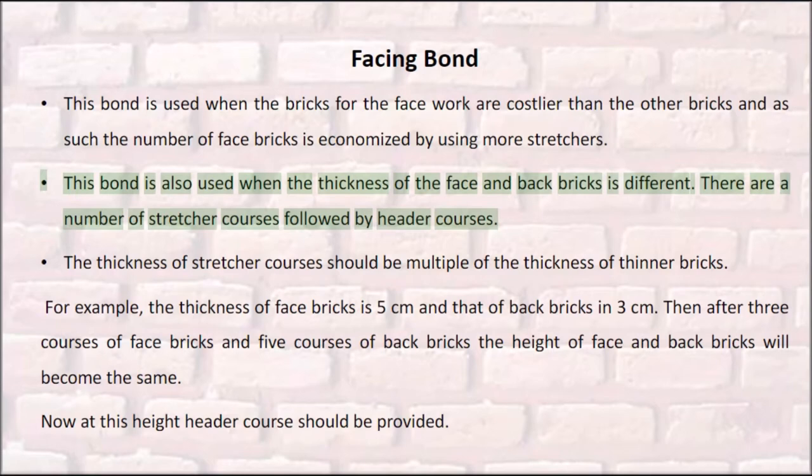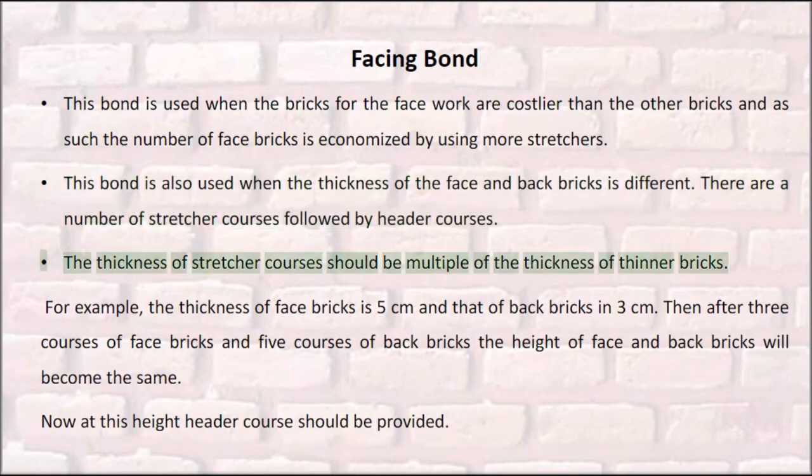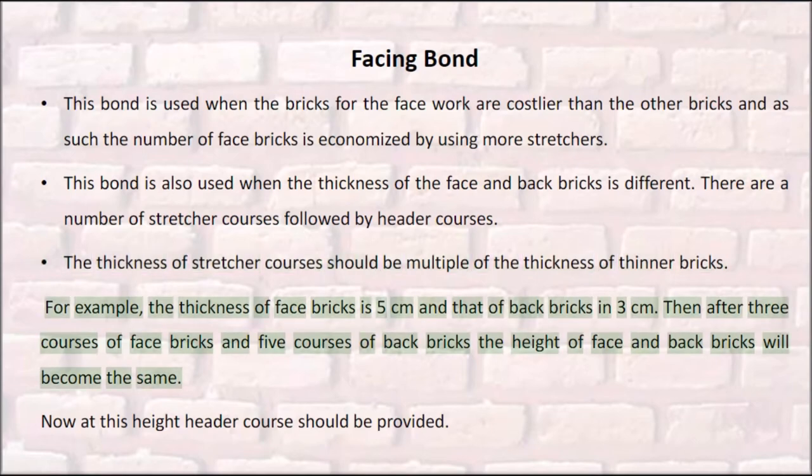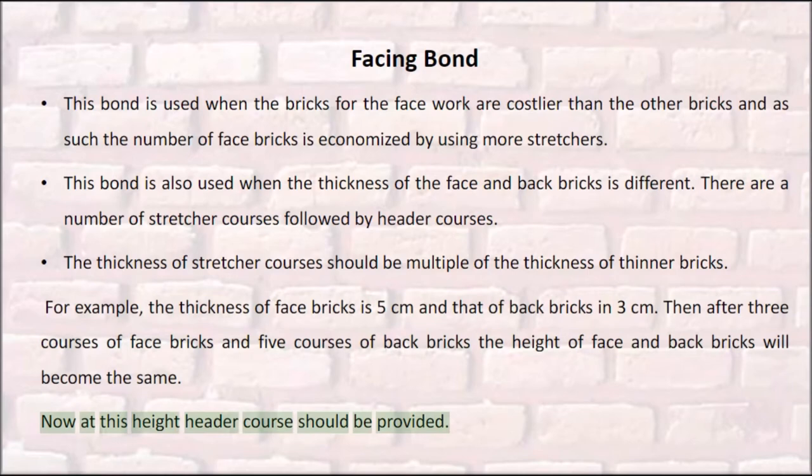There are a number of stretcher courses followed by header courses. The thickness of stretcher courses should be a multiple of the thickness of thinner bricks. For example, the thickness of face bricks is 5 cm and that of back bricks is 3 cm. Then after 3 courses of face bricks and 5 courses of back bricks, the height of face and back bricks will become the same. Now at this height, a header course should be provided.